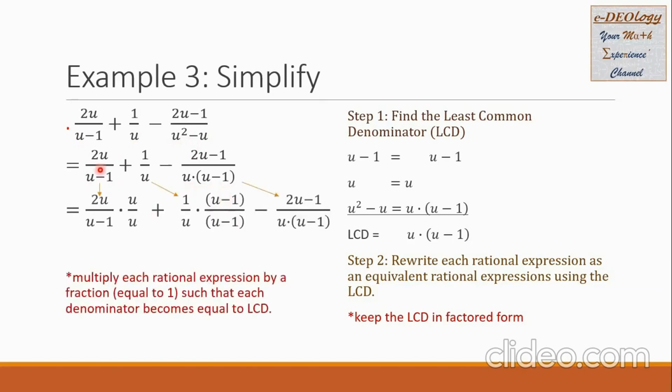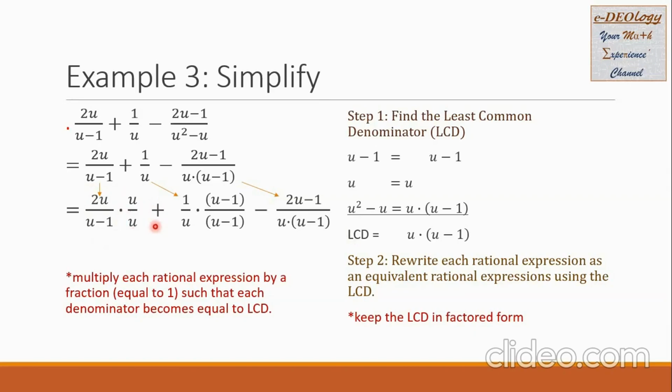And then for each rational expression, we will now multiply by a term so that it will be equal to the LCD. Look at our first denominator u minus 1. I should multiply it by u to be equal to the LCD. So this is u, and that same variable u will be copied up here. So our first rational expression is to be multiplied by u over u.